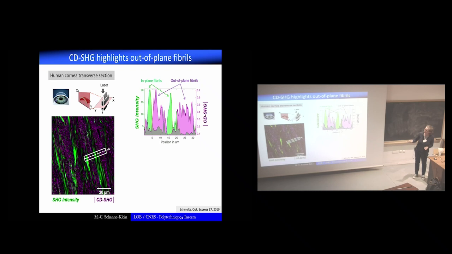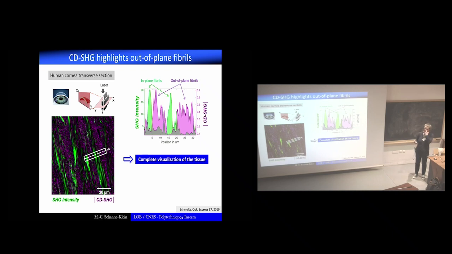And as we know that the usual second harmonic signal is maximized for fibers that are within the imaging plane, it means that here what we see is out-of-plane fibers. So it's very interesting because we have no signal from in-plane fibers and only signal from out-of-plane fibers, while in usual second harmonic microscopy, we have a lot of signal from in-plane fibers and not so much from out-of-plane fibers. So it highlights specifically out-of-plane fibers that are not well visualized using usual second harmonic microscopy.